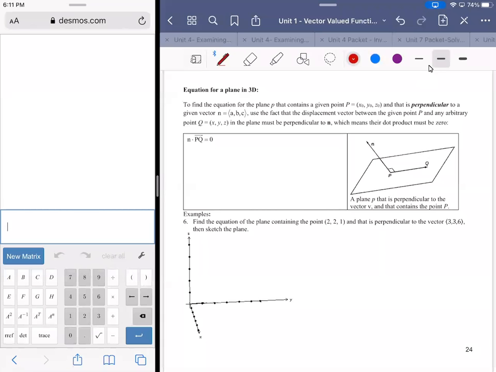to the cloud. So yeah, you've got the notation here. I'm sorry, notation, I guess that kind of works. But the little blurb here: to find the equation for a plane that contains a given point.